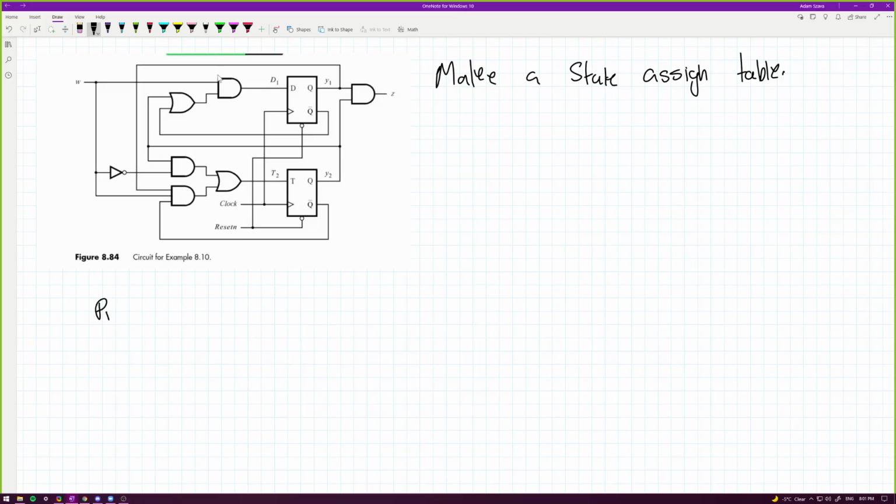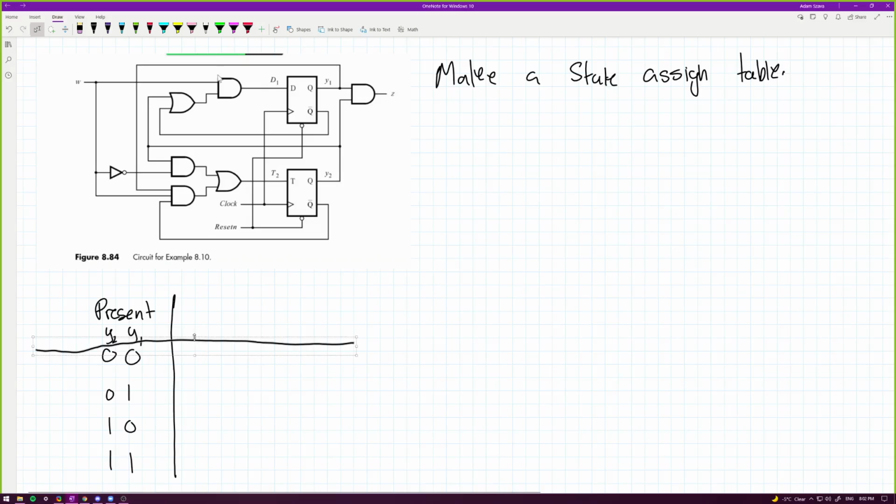Obviously it starts with a present state. So the present state, how many states do we have? Well, we have two flip-flops, so there's a possible total of four states here, right? Let's just say 0 0, 0 1, 1 0, 1 1, okay? And I can just call this Y2, Y1. I'm going to get confused because one's on top of the other, but let's not change it. So there we go. Oh, wow. That's not a straight line.